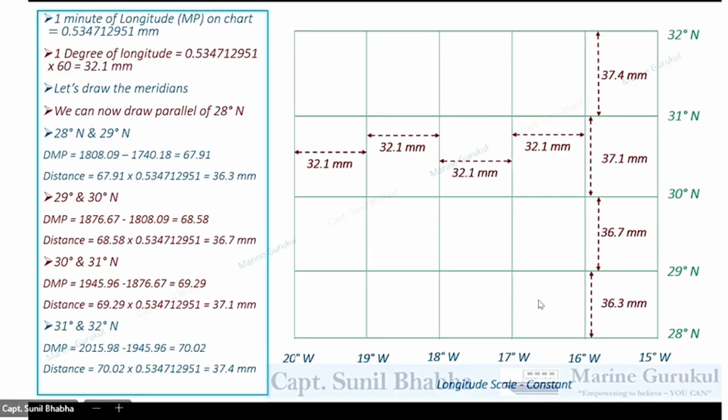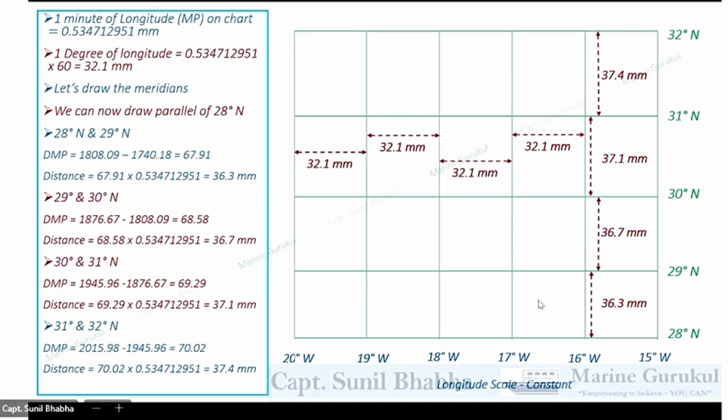Only thing is when you get the DMP, let us say you are calculating the DMP between 2 degrees north to 2 degrees south, the DMP will be the meridional parts of 2 added to the meridional parts of 2, because the total gap is from 2 north to 2 south. That will be the only difference.